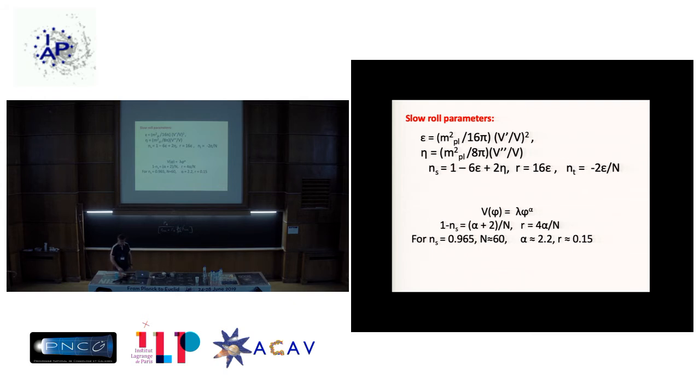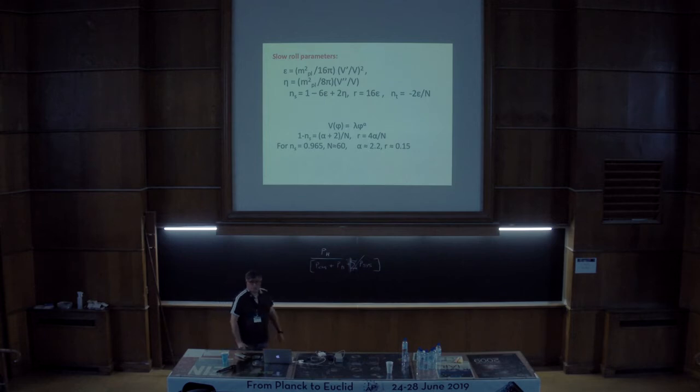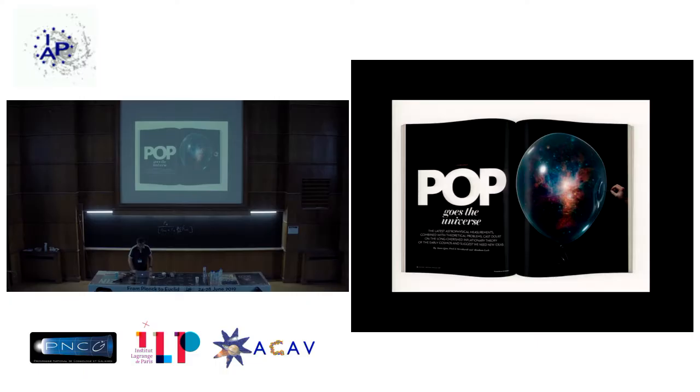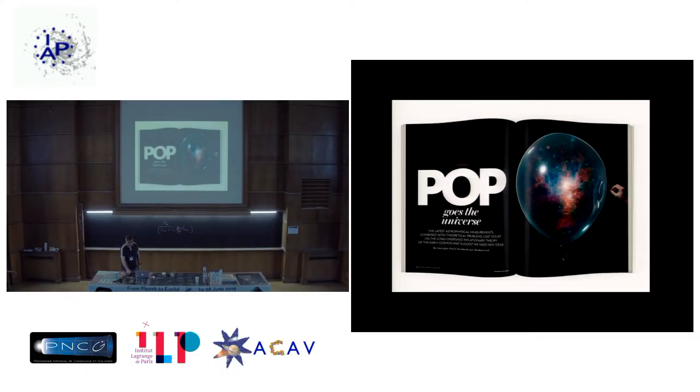Okay, so if we had had a power law potential, lambda phi to the alpha, with alpha of around 2, we would have expected to have seen tensor modes by now. Okay, so that is interesting. We've got a new hierarchy to explain in the context of inflationary models. Now, some people have taken it quite differently.